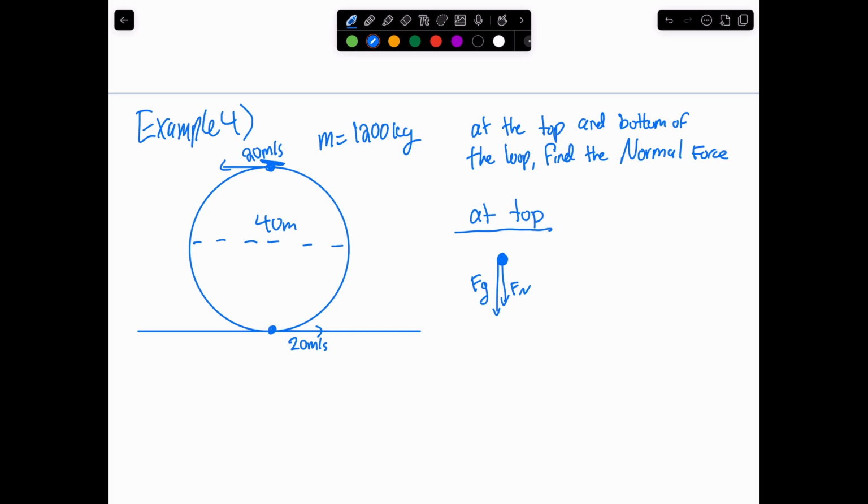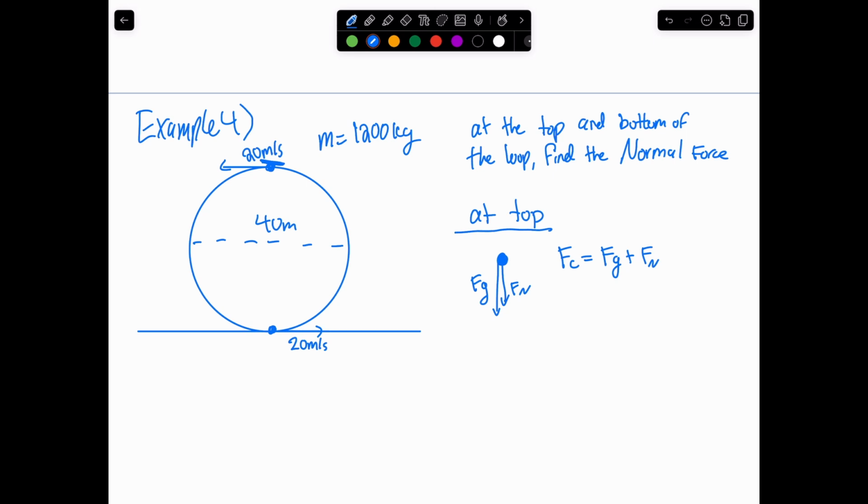And since this is the direct top of the car, pointing down means it's pointing at the center of this circle, which means that is the centripetal force as well. But it's not just one force here. The centripetal force is Fg plus Fn. Both of these forces are center-seeking here, so both of those forces contribute to the centripetal force.